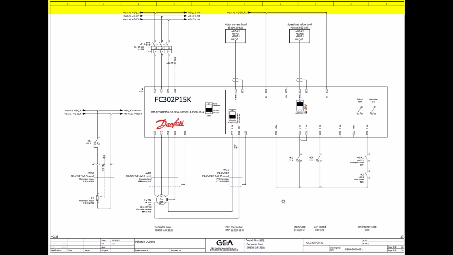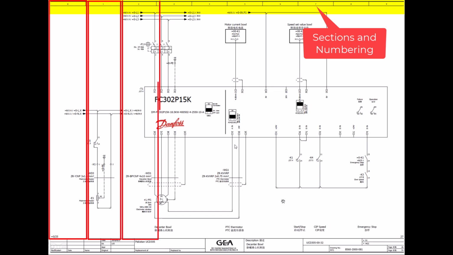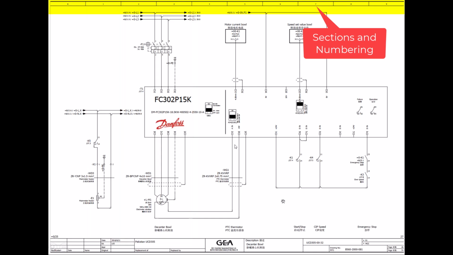Moving across the page, you will notice that the drawing is divided into sections. These sections are usually labeled with numbers or letters, typically ranging from 0 to 9 along the left or top side of the page. Each section contains specific components or parts of the circuit. For example, Section 0 might include the main power supply components, while Sections 1 through 9 could feature control elements, motor wiring, relays, or contactors. This numbering system is designed to help you quickly locate specific parts of the circuit. It simplifies troubleshooting and enhances your understanding of the overall flow of the system.